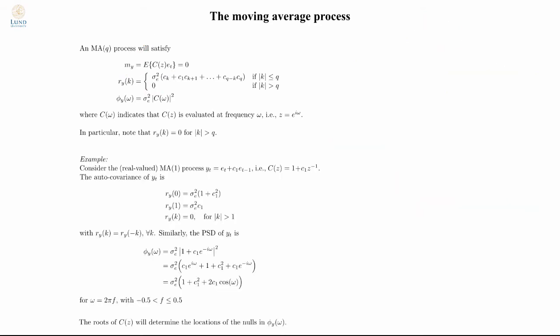Let's look at an example. So here I have an MA(1) process. That means that the characteristic polynomial will be 1 plus c1 z to the minus 1, as you see here. If I write out the covariance function, you can see that it will turn to 0 as soon as I'm past lag 1.